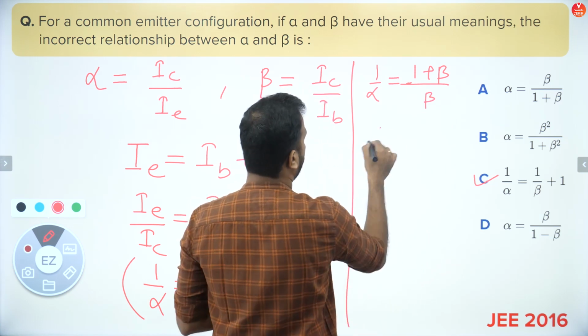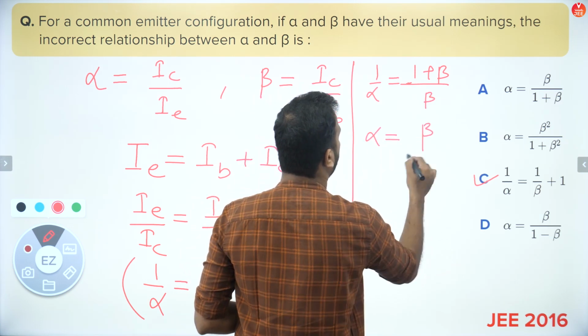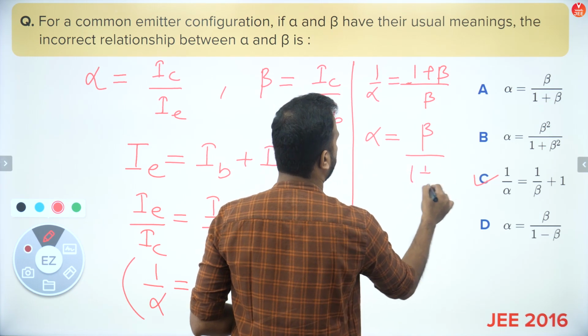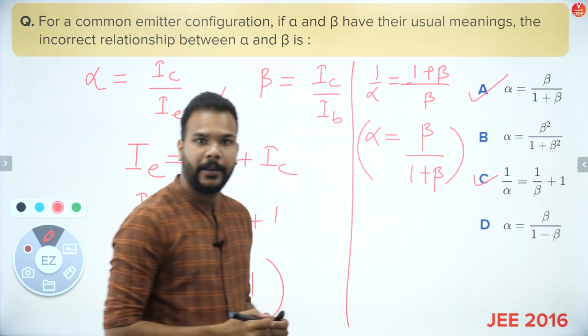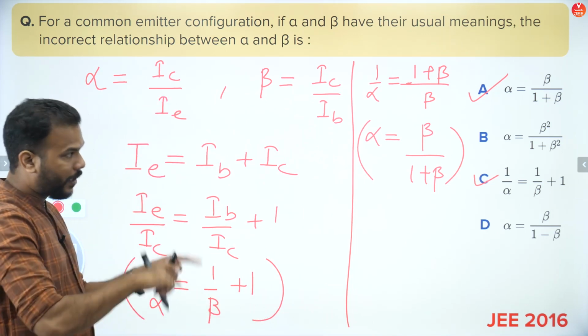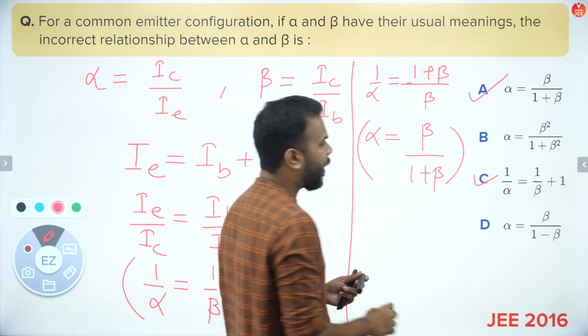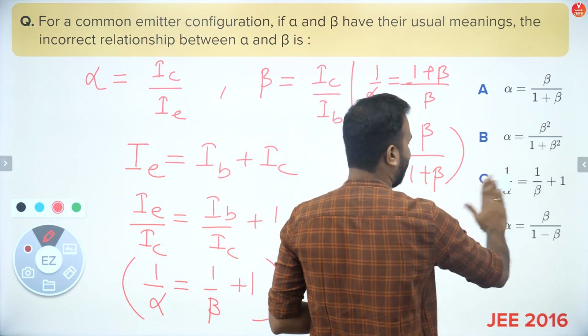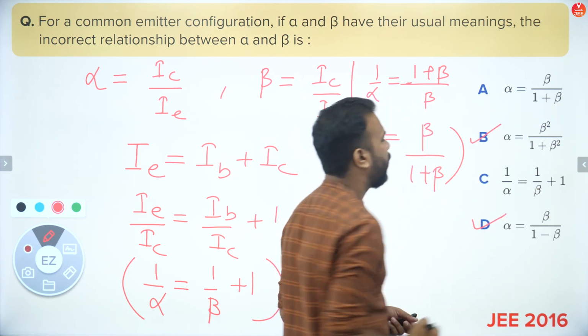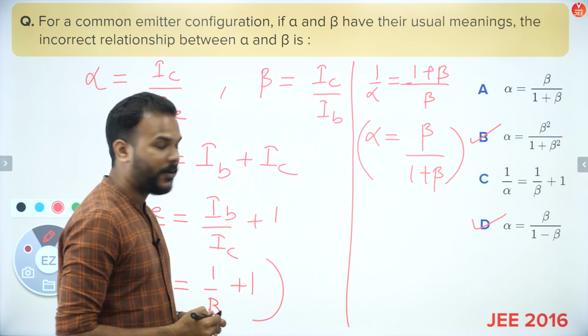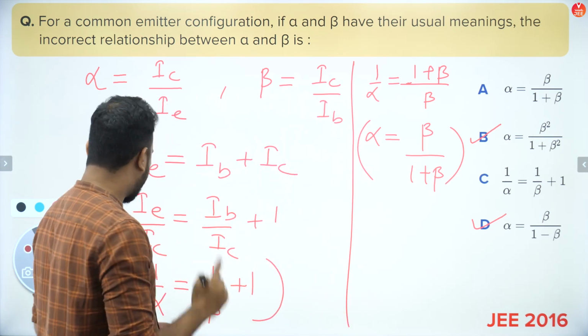And now I can say that alpha is equal to beta upon 1 plus beta. So that is also a correct answer. That is option A. Okay guys, so what is not correct is B and C. So that is what the question is asking. So our correct answer, which we are supposed to mark, will be option B and D. Okay guys, cool. So that is our very first question.